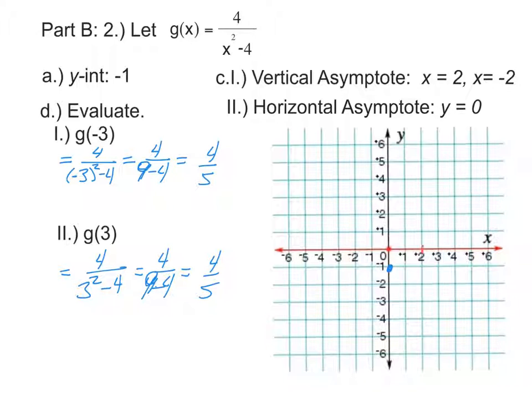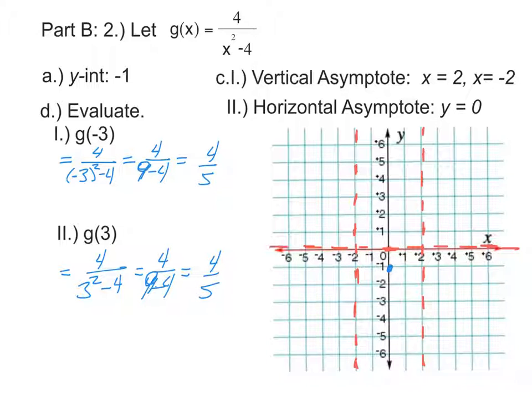So on the x-axis, find 2 and draw a vertical line, using the dotted line to signify that it's an asymptote. Our second vertical asymptote is at x equals negative 2. So at negative 2 on the x-axis, draw a vertical line. Dotted line because it's an asymptote. The horizontal asymptote is a line y equals 0. So on the y-axis, find 0 and draw a horizontal dotted line.